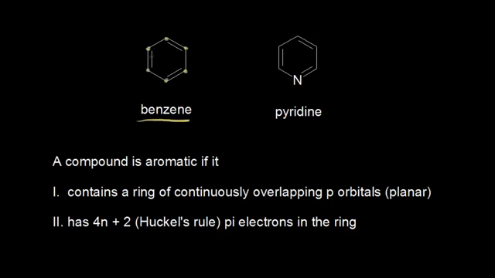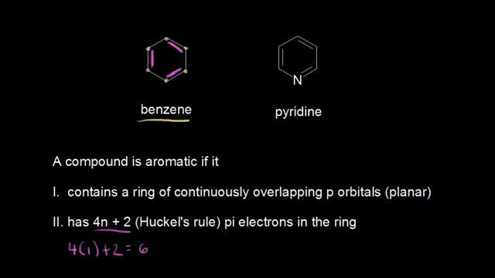So if we count the number of pi electrons in benzene, we can see there are 2, 4, and 6. So 6 pi electrons fits Huckel's rule, which is the second criterion, which says that the ring has to have 4n plus 2 pi electrons. In this case, n is equal to 1. So 4 times 1 plus 2 gives us 6. So 6 pi electrons for benzene. Just to remind you, n can be equal to 0, 1, 2, 3, or any other whole number, and that's called Huckel's rule. So you need Huckel's rule pi electrons in the ring for a compound to be aromatic.